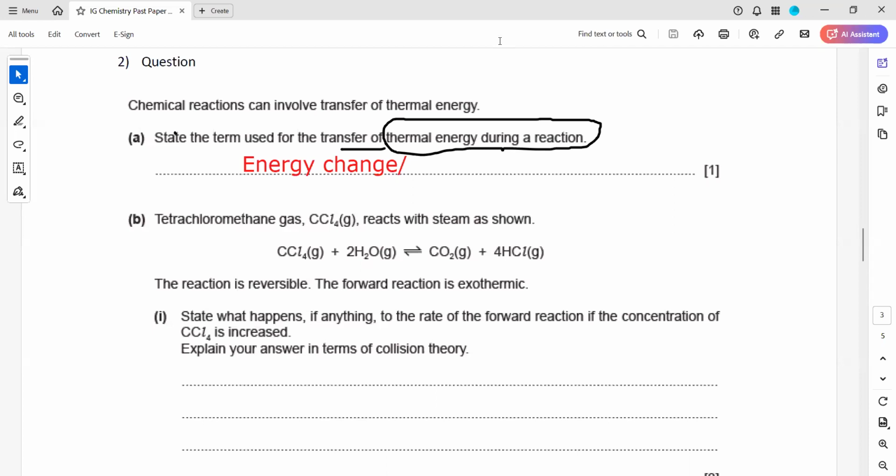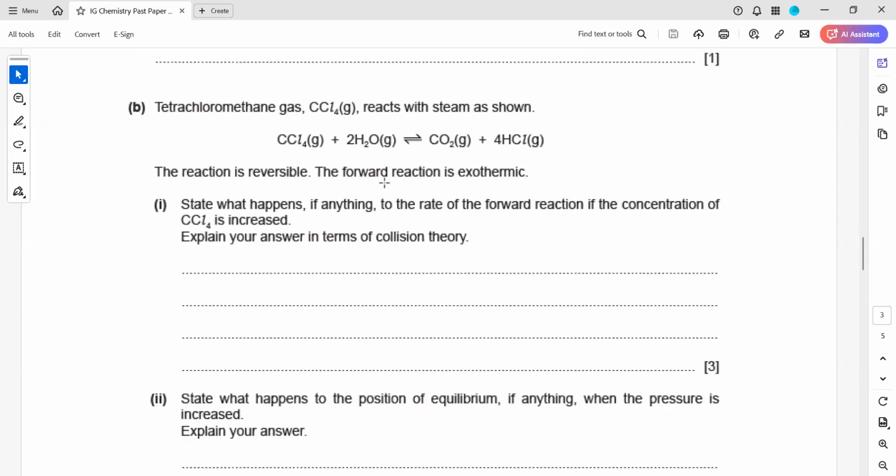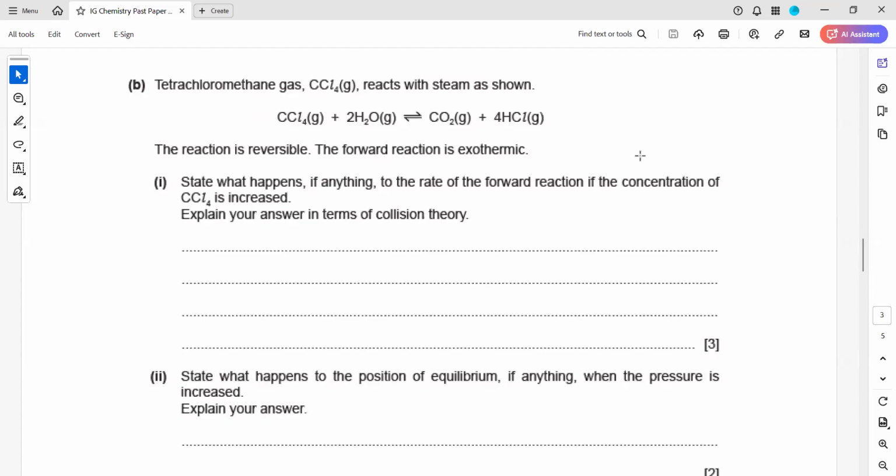Tetrachloromethane, which is CCl4, reacts with steam as shown. This is a reversible reaction, because of the arrows. How do you identify it? Arrows pointing both ways. The reactant is forming a product, and the product is forming back the reactant. The forward reaction is exothermic. If the forward reaction is exothermic, what does it prefer for a product, high temperature or low temperature? It prefers a low temperature for a higher yield. Like if we want more product, then we should decrease the temperature.